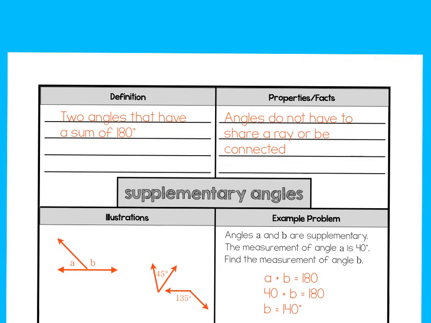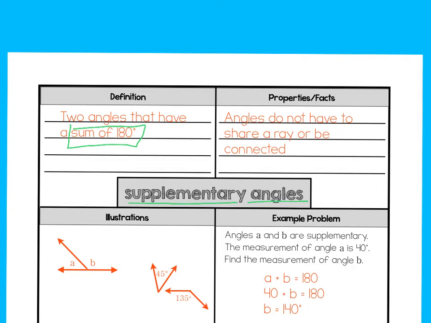So we're going to review some special angle pairs. I'm going to go quickly through the first two because you should be the most familiar with these. The first one is supplementary angles, okay? Supplementary angles are two angles that have a sum of 180 degrees.